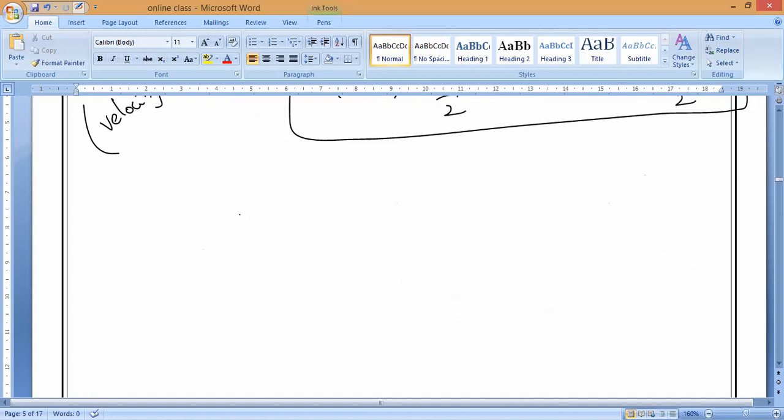Next, the second point, the second conclusion. What is the second conclusion? Kinetic energy is directly proportional to the square of velocity. Do you understand, everybody? Kinetic energy is directly proportional to the square of velocity. Yes or no?